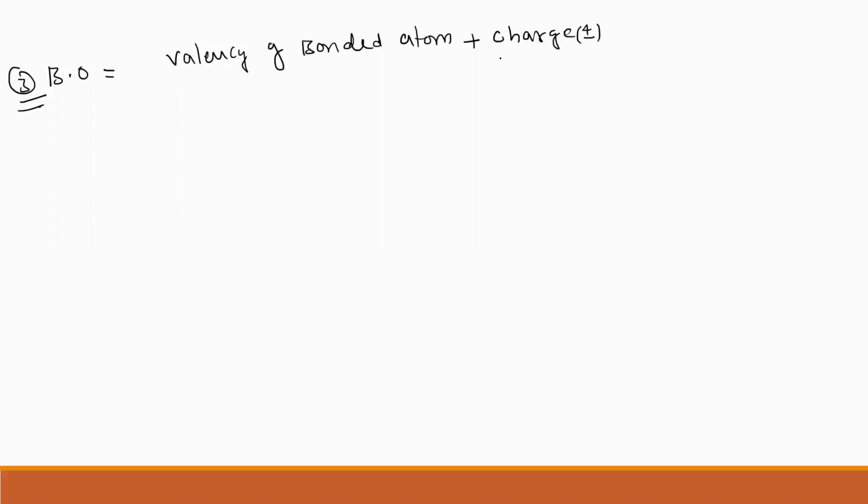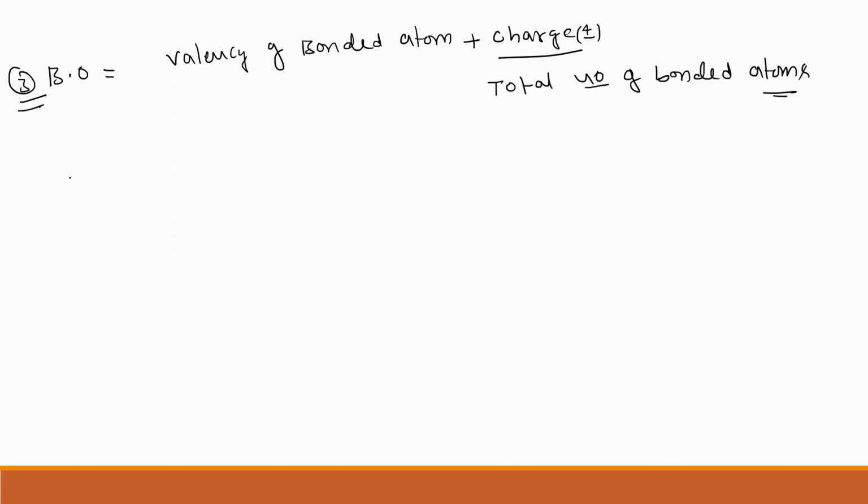So according to this method, this is method 3. In this method, what is the bond order? The bond order is equal to the valency of the bonded atom plus charge, whether it may be positive or negative, whatever it may be, divided by the total number of bonded atoms.